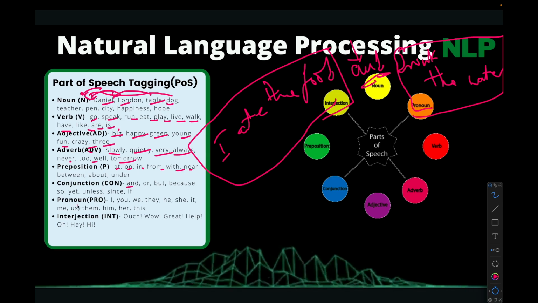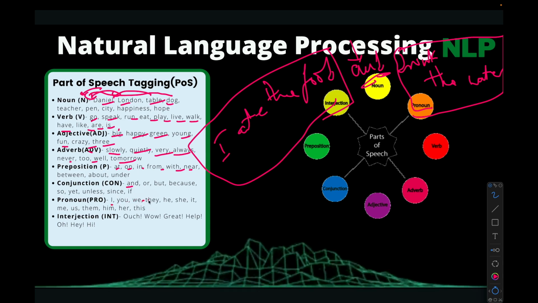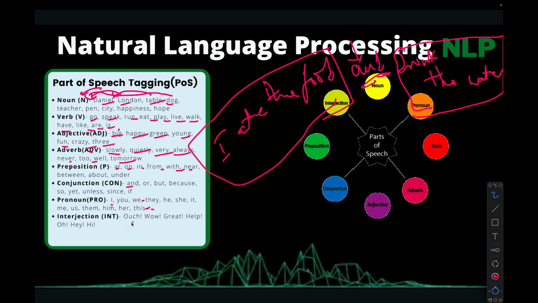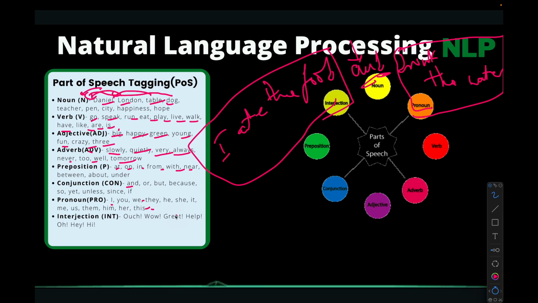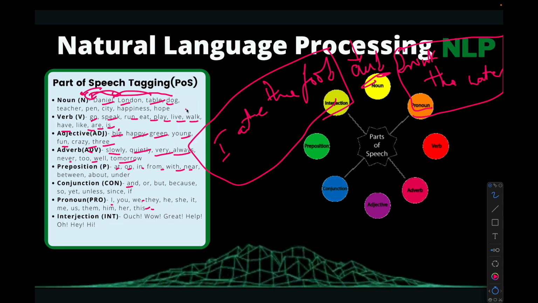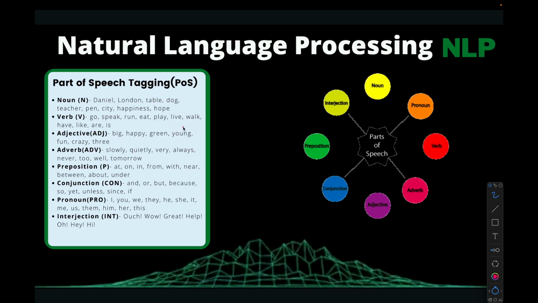All right, and then we have pronoun, which is I, you, we, and all that. I'm sure these things you are familiar with them, right? We have interjections like ouch, ow, great, help, oh, hey, hi, all those kind of things. All right, so these are what we have in English grammar.